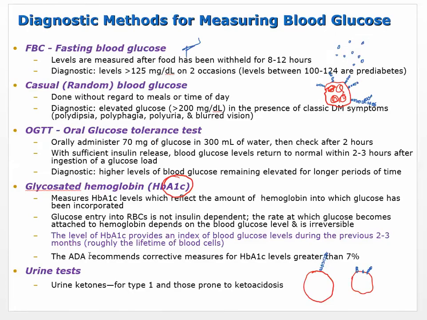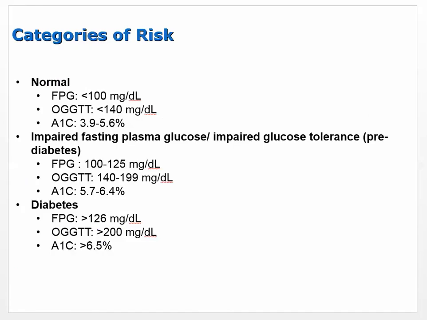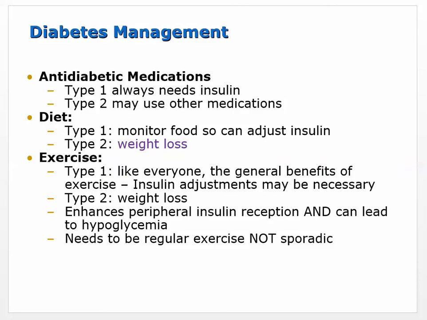Okay. Oh, and then urine tests, urine ketones for type 1 and those prone to ketoacidosis, and we'll talk about ketoacidosis. So categories of risk, these are just numbers here, but generally less than 100 is considered normal for fasting, and then it gives all of the numbers. You don't have to memorize all of those for this class.